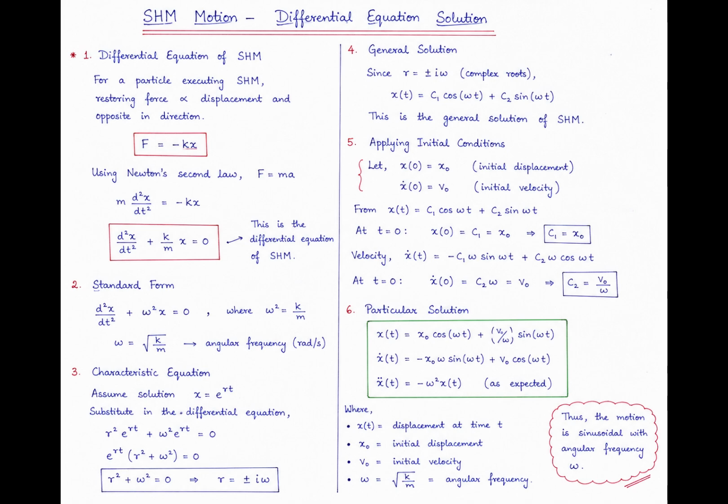The initial displacement and initial velocity are then applied to determine the constants in the general solution. Substituting these values produces the particular solution, which describes the exact motion of the particle at any instant of time. From this displacement equation, the velocity and acceleration equations can be obtained through differentiation.